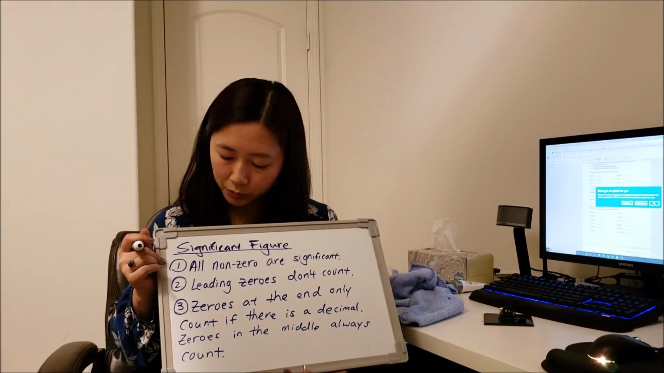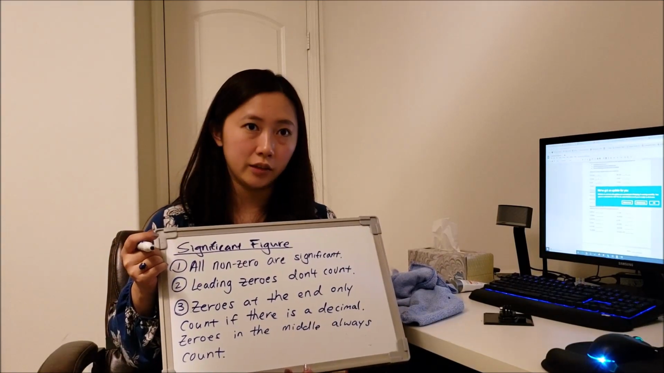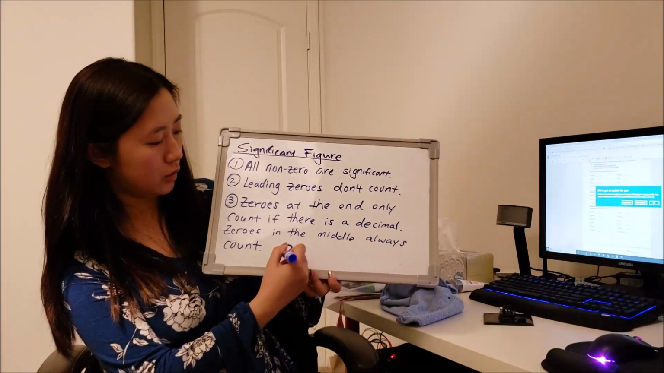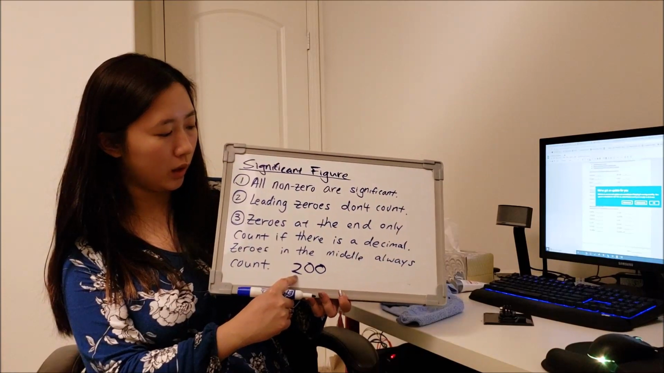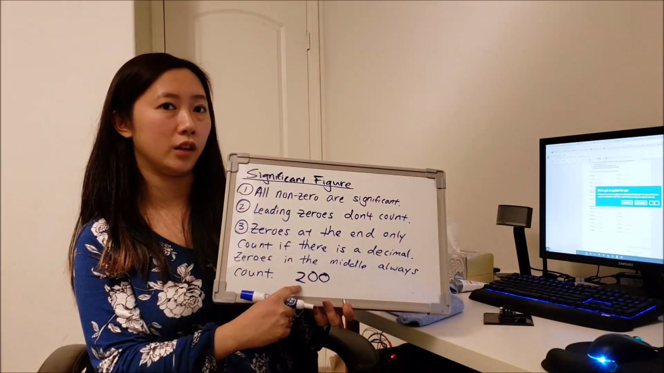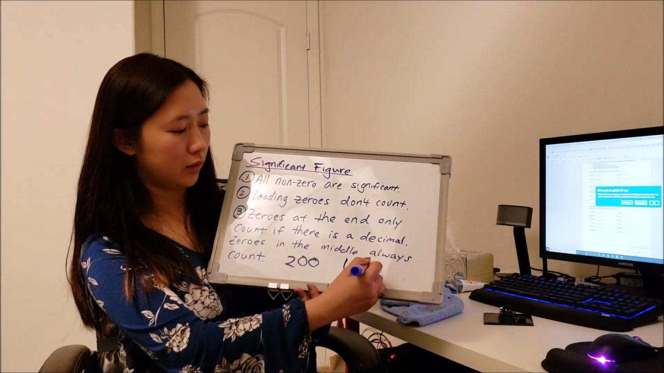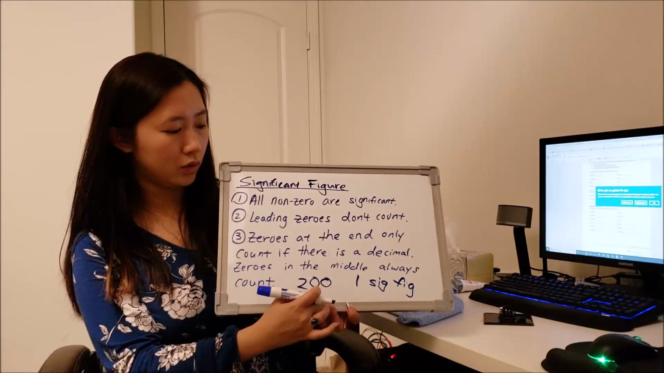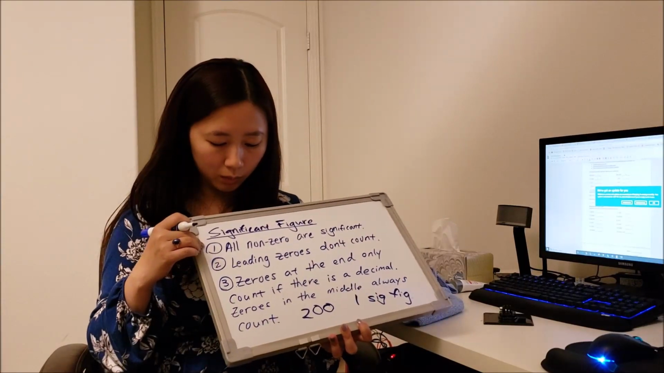Alright, so let's move on to rule number 1. Rule number 1 says all non-zeros are significant. So if we have a number like 200, since there's only one non-zero number, that means there is only one significant figure in this number. So that means we have one sig fig, because we have 2 zeros and we don't count those.